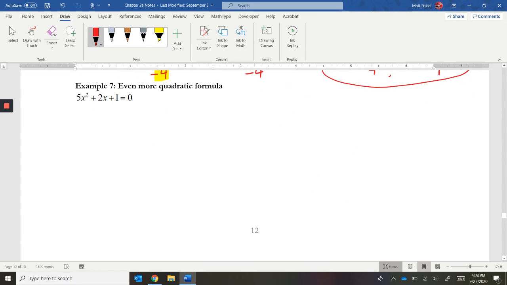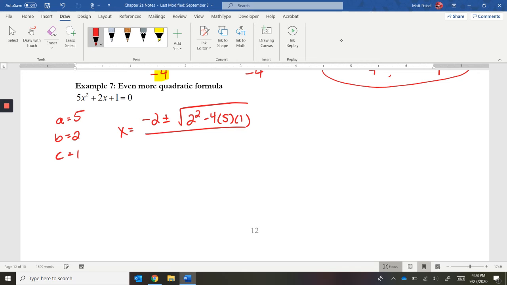All right, example 7. By now you should be pros at these. Here's A, B, and C. So I'm going to go through this relatively quick. Negative b plus or minus the square root of b squared minus 4ac all over 2a. Okay, we'll keep reducing. I'm going to grab my calculator. 2 squared minus 4 times 5 times 1. That gives us negative 16 all over 10.